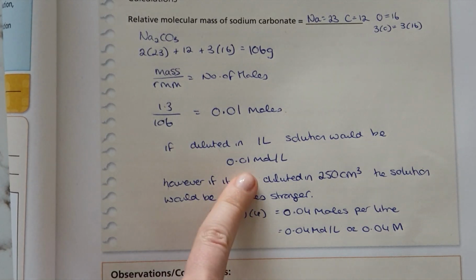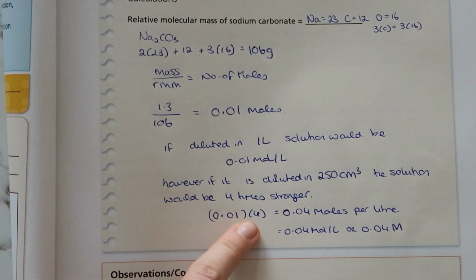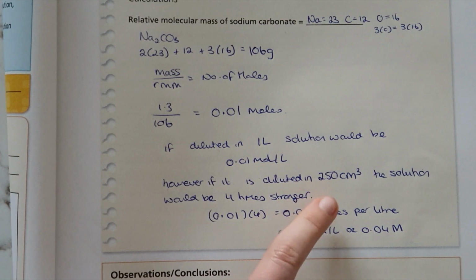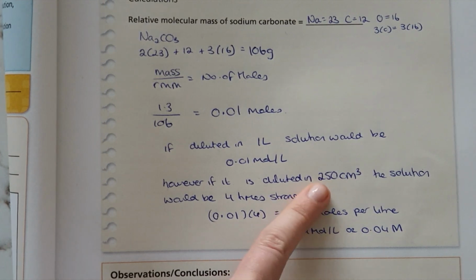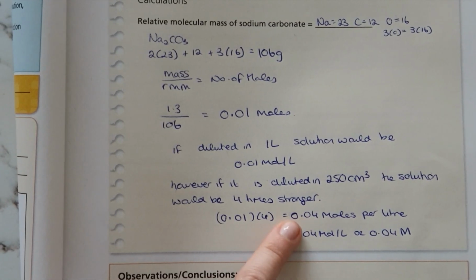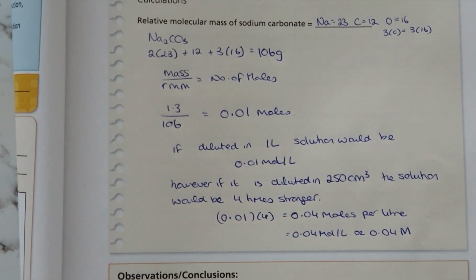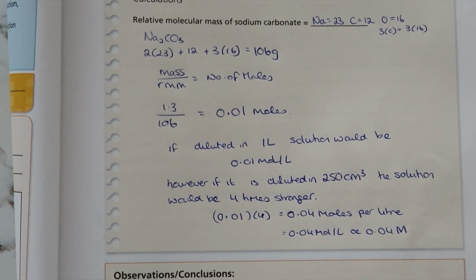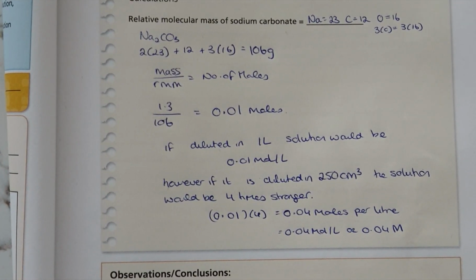So we need to take this number and we multiply it by 4 to represent that it's not being diluted in a litre, but a smaller amount, 250. That will give us the new concentration, 0.04 moles per litre, or 0.04 molar. And there it is, you've worked out the concentration of your standard solution.